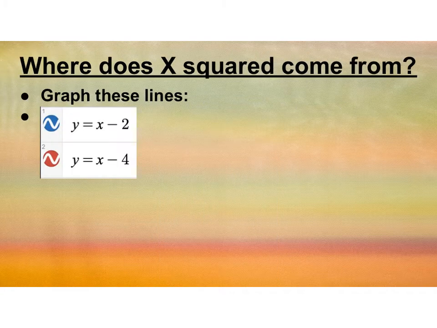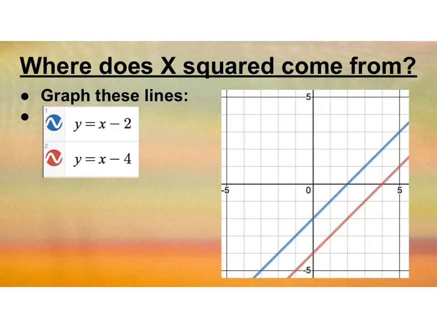So we'll start with linear, y equals x minus 2 and y equals x minus 3, because we want to figure out where does x squared even come from. So if you go ahead and graph both of those lines, you're going to end up with this picture.